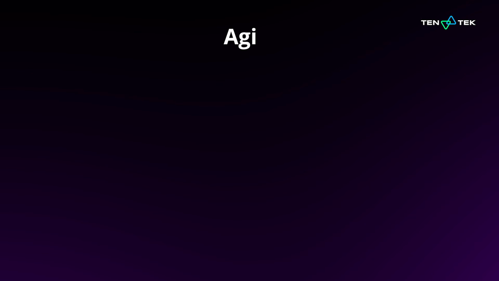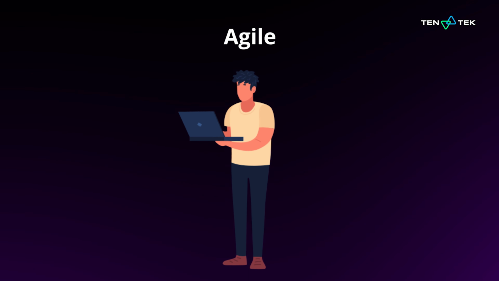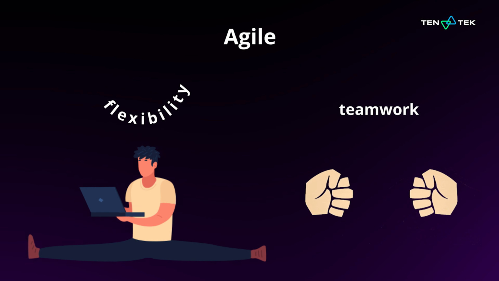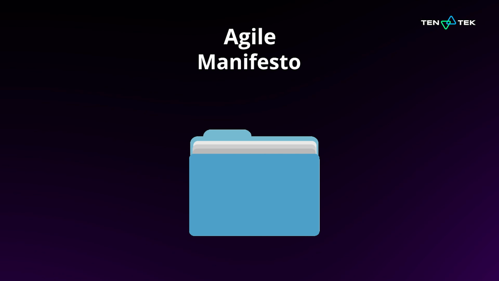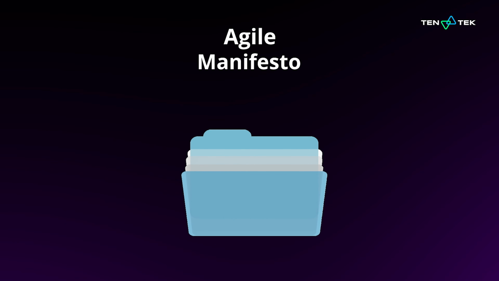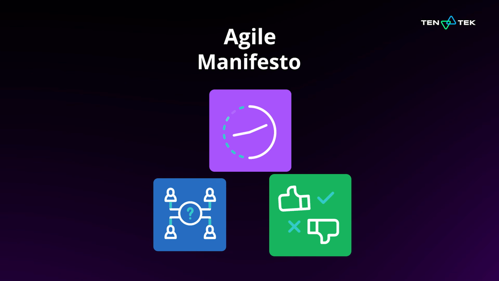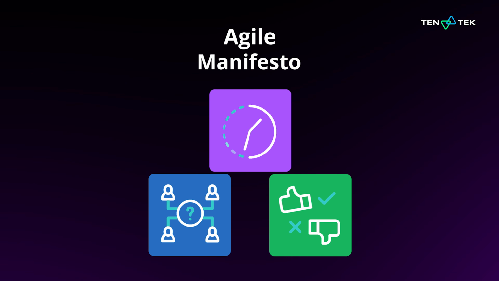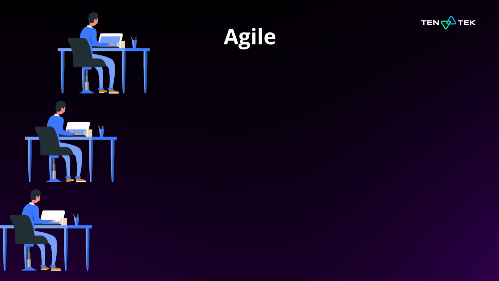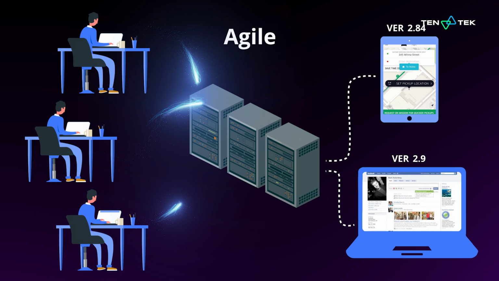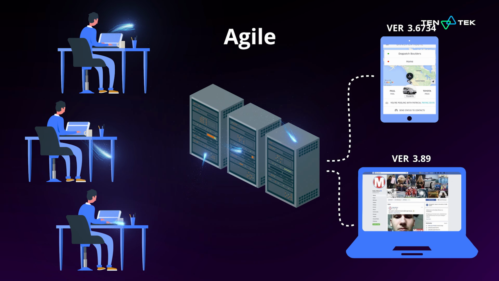Now, let's talk about Agile methodology. Agile is a project management approach that emphasizes flexibility and teamwork. It's based on the Agile Manifesto, which outlines principles for software development, like delivering working software frequently, embracing change, and working together as a team. Agile is all about continuous improvement, making it popular in software development, product management, and other project-based work.